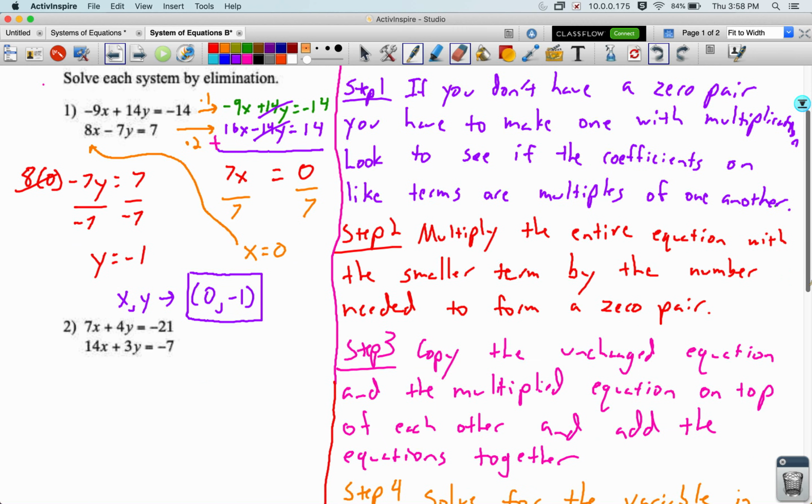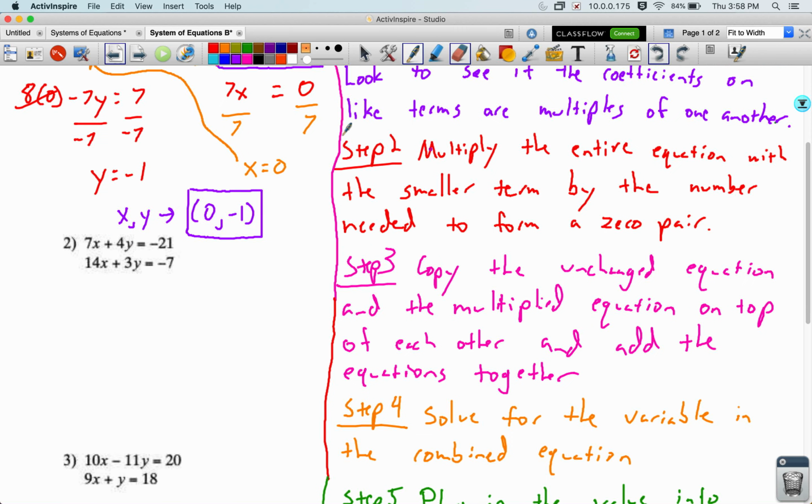All right, let's look at problem number 2. See if we can do it with these 5 steps. So I don't have a zero pair. Are any of my coefficients multiples of one another on the same term? Let's look at the x's, 7 and 14. Oh yeah, we just saw that. 14 is a multiple of 7. Is it easier to do it with the y's? Nope, 4 and 3, that's not easier. And the coefficients, it doesn't matter because that won't eliminate a variable.